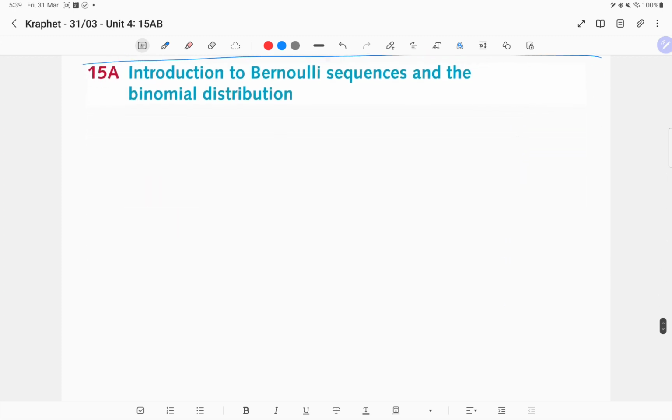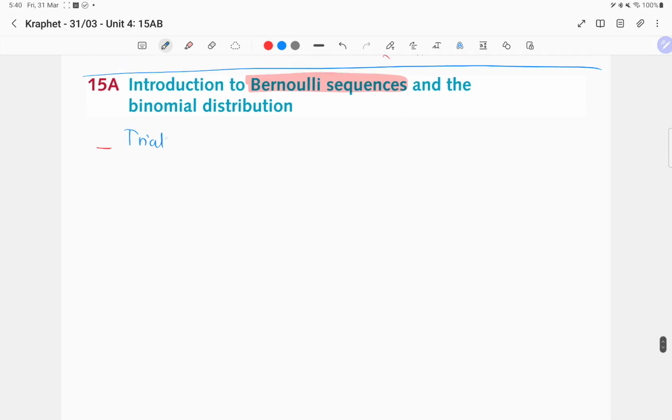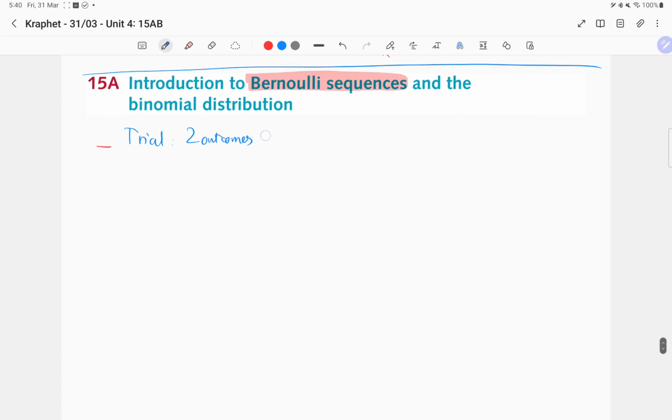What is a Bernoulli sequence? A Bernoulli sequence is a sequence that has the following properties. Each trial results in only 2 outcomes, success or failure. So the first point is each trial only has 2 outcomes. Success is normally denoted with the number 1, and failure is denoted with the number 0.